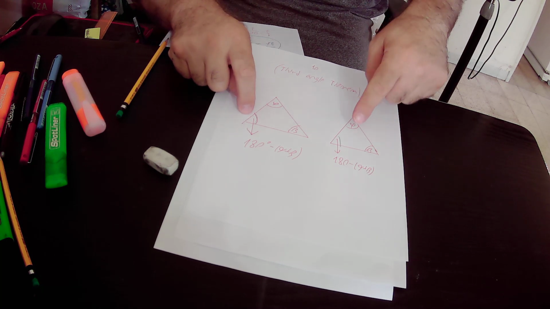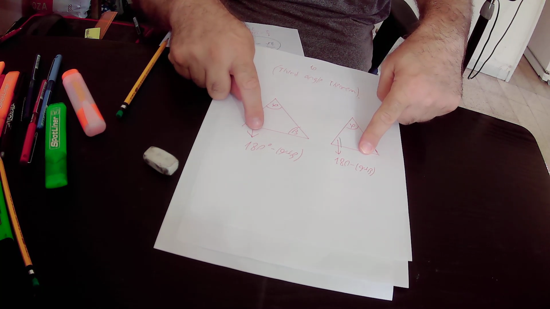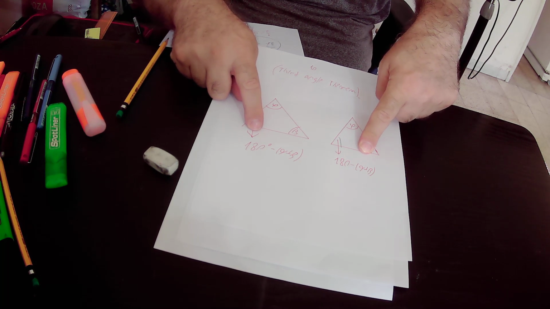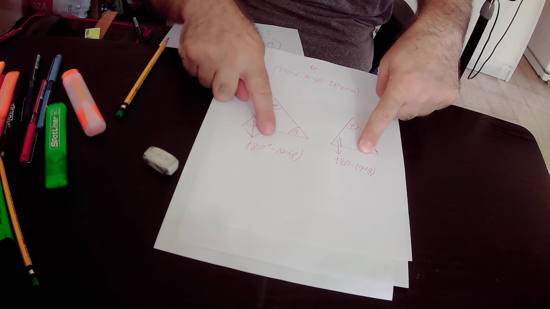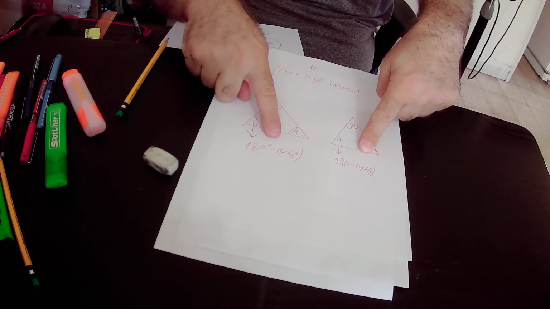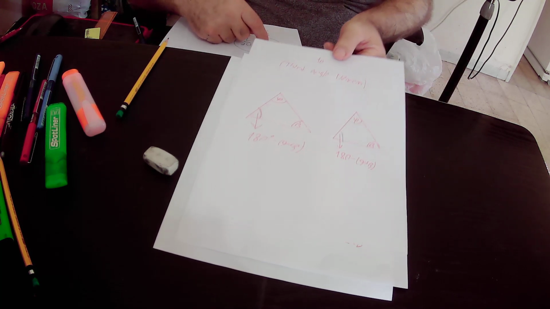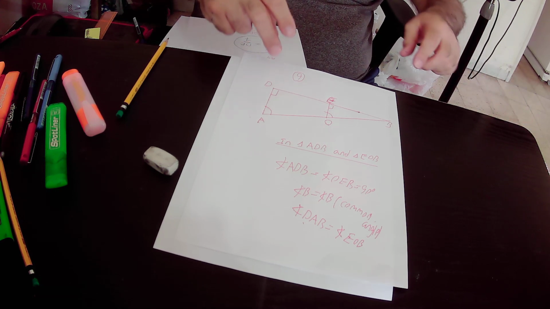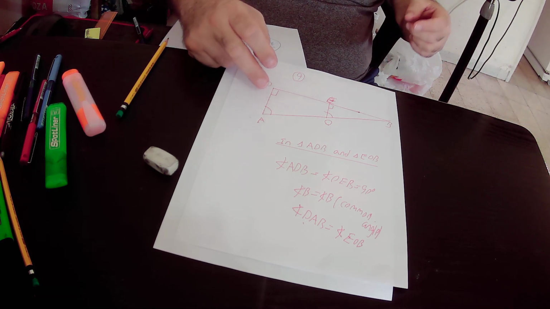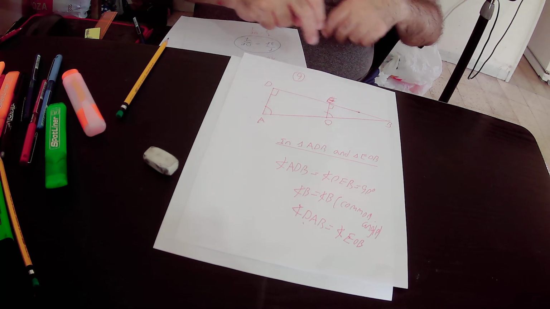So this angle also must be equal to this angle, and as you can see here, the size of the third angle is the same in both triangles: 180 degrees minus alpha plus beta equals 180 degrees minus alpha plus beta. Okay, so we proved that the three angles of triangle ADB are equal to the three angles of the small triangle OEB.